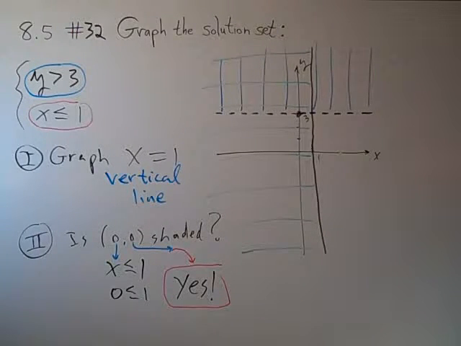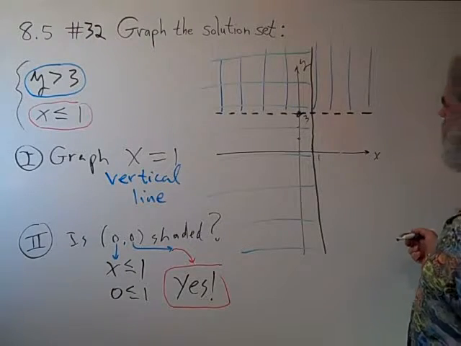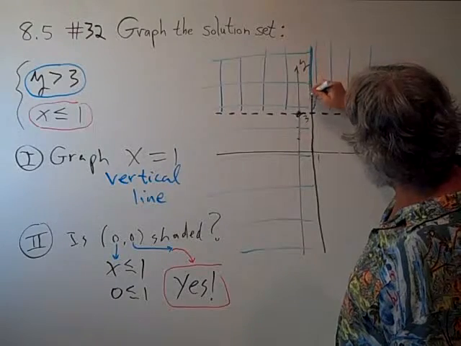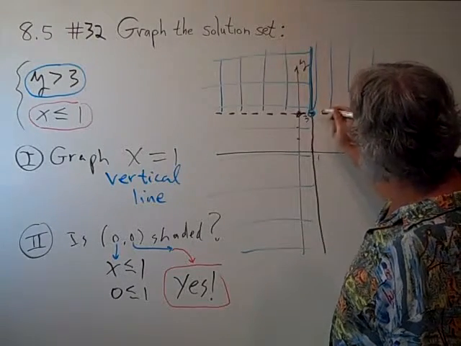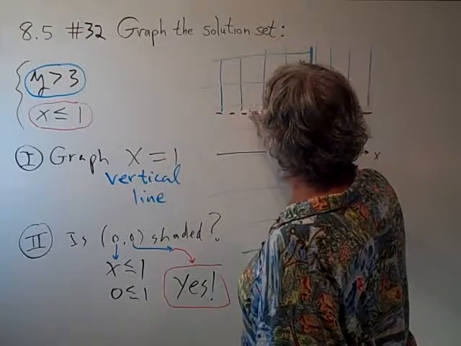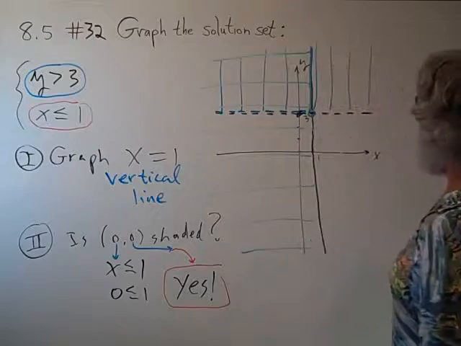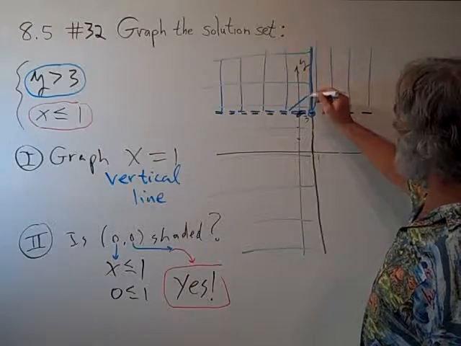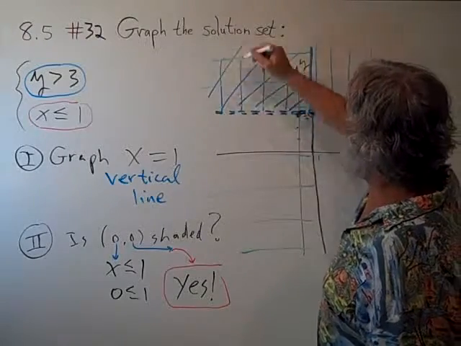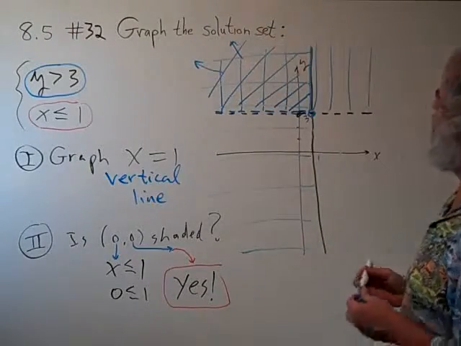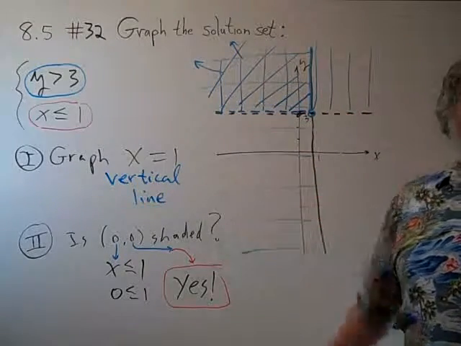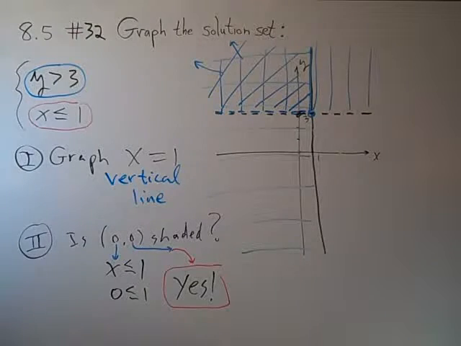The solution to the linear system, then, is the overlap of these two regions. So that consists of this part of this vertical line, all the way down to, but not including this point, because we're not including the points on this dashed line. And the solution set consists of all the points in between here, going on and on. That is the solution set. All the points here form the solution set to our system of linear inequalities.